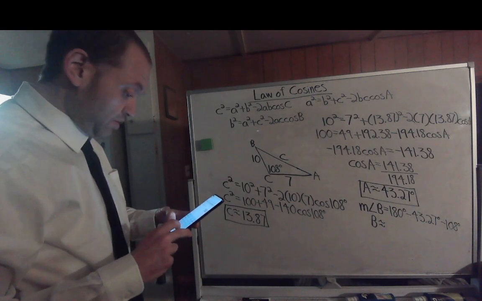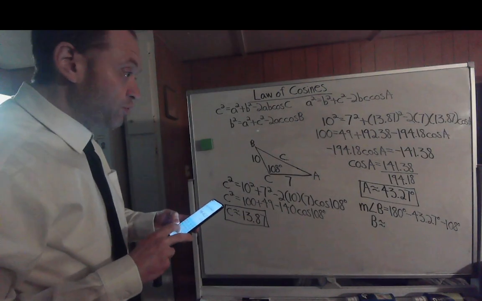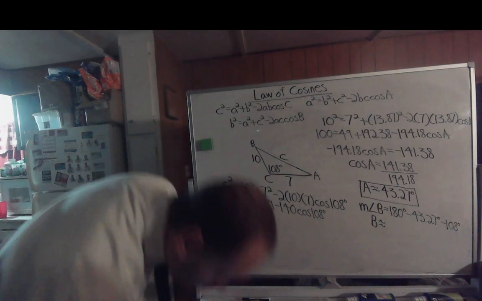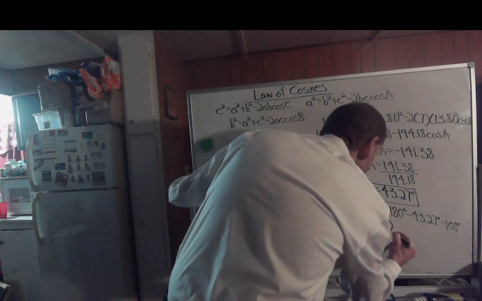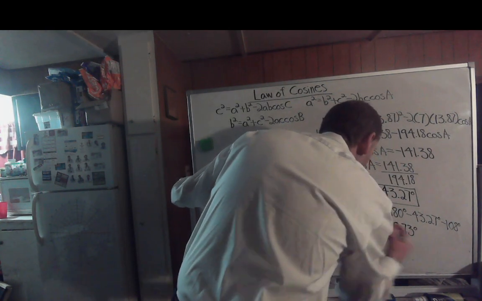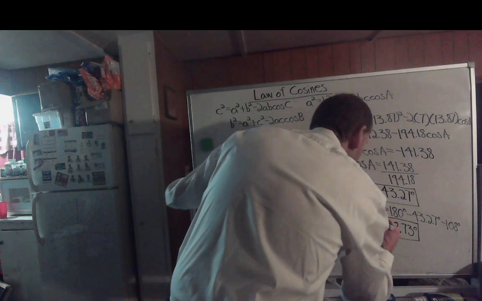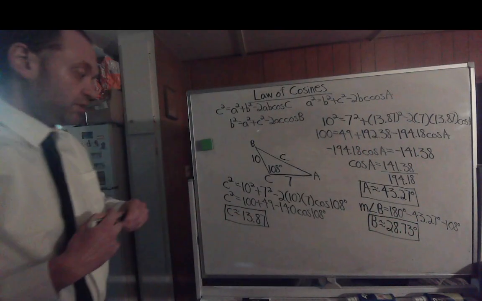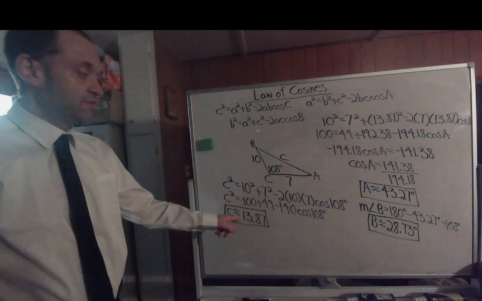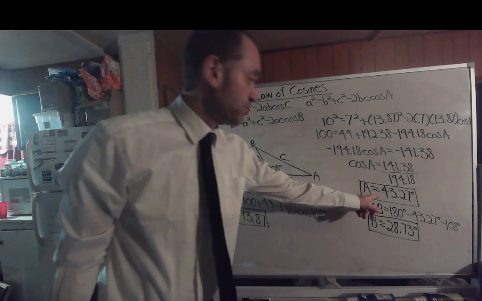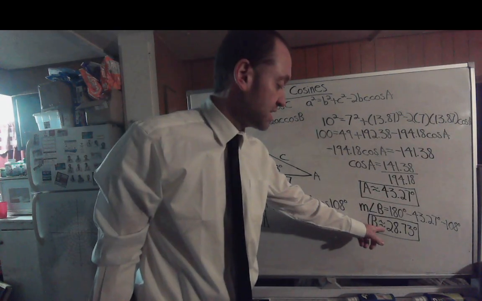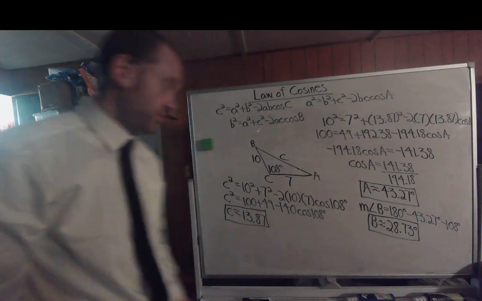Alright, so 180 minus 43.27 minus 108, you get that angle B is approximately 28.73 degrees. So after applying the law of cosines, you get that side C is approximately 13.87 units, angle A is approximately 43.27 degrees, angle B is approximately equal to 28.73 degrees.